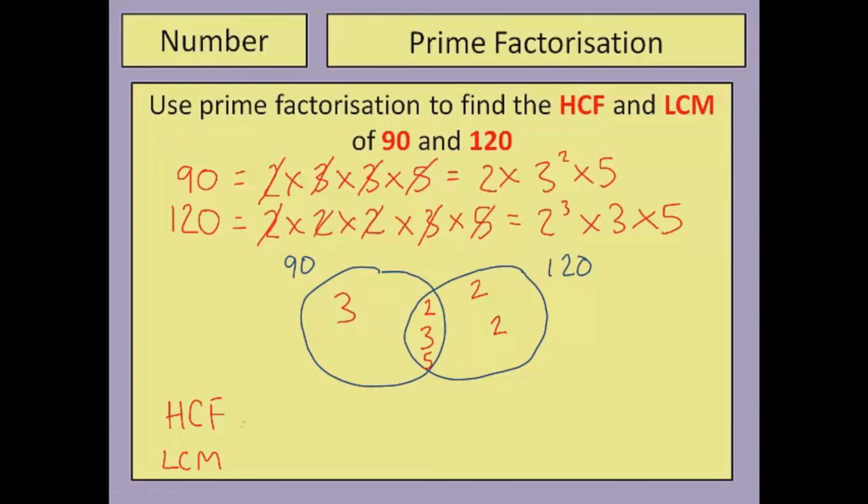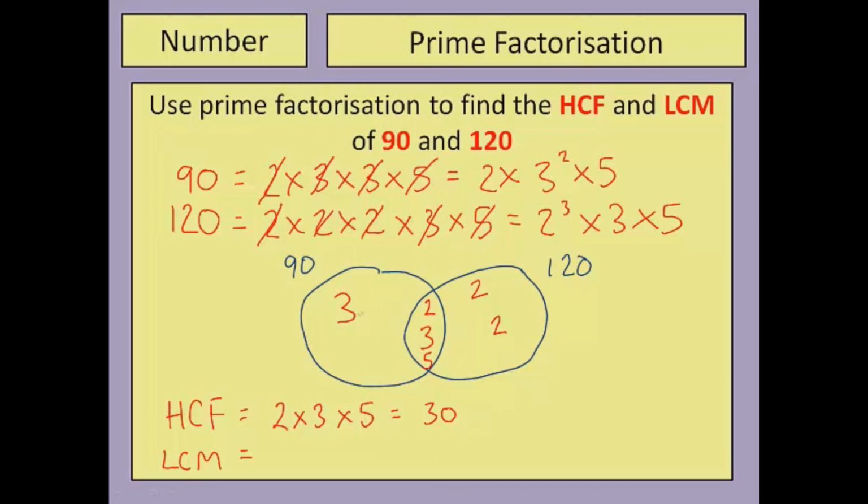The way you find the highest common factor is you look at the things that are common to both of them. So in the middle here we have 2, 3 and 5. So our highest common factor is 2 times 3 times 5. And if you multiply that out, 2 times 3 is 6, times 5 again, you get 30.